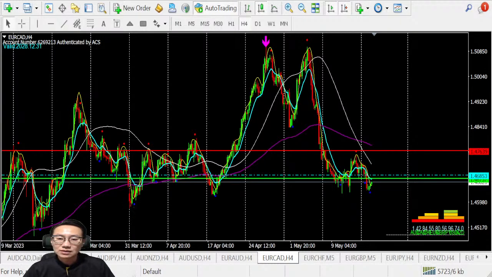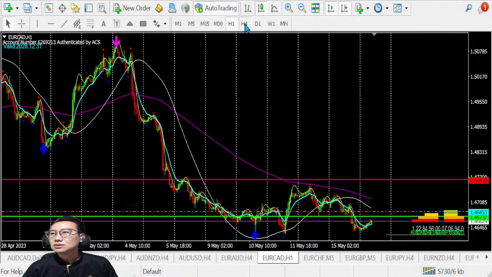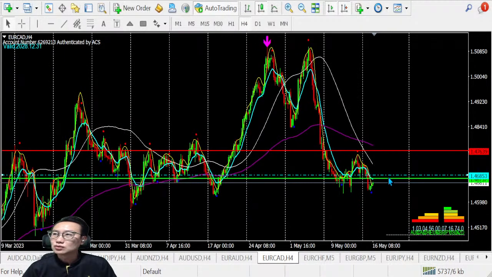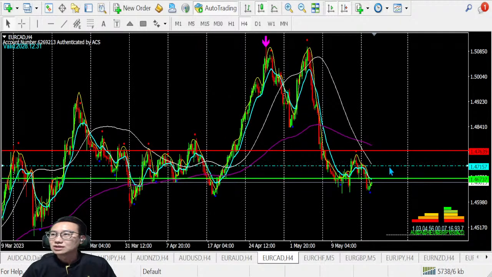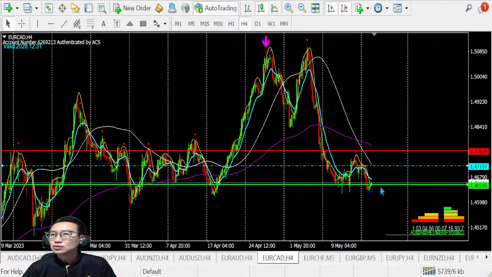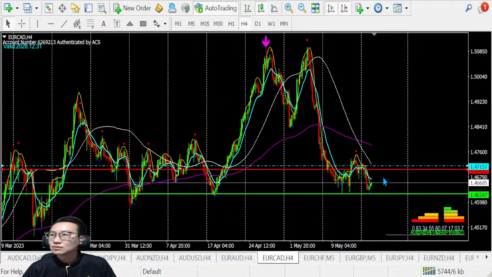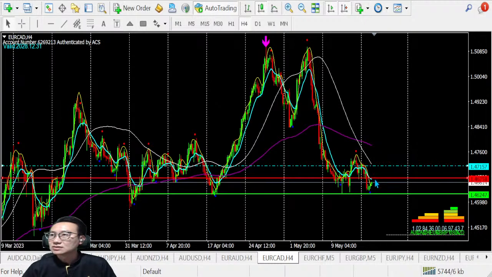So for Euro CAD, I would like to put it into my list, but you know what? It is now still moving towards looking out for resistance before it can actually go on the selling to test into the support level here. So probably we may want to wait for a while, this area here. Let's wait for this to be tested, then we will see how it goes.